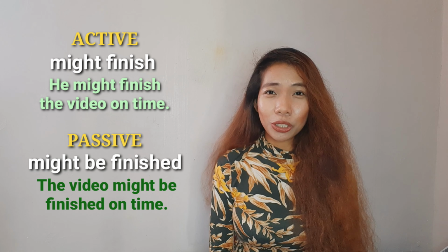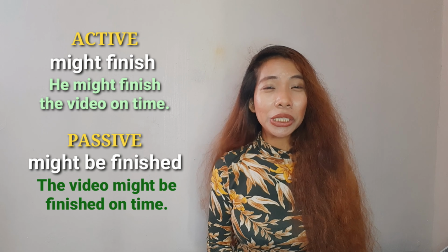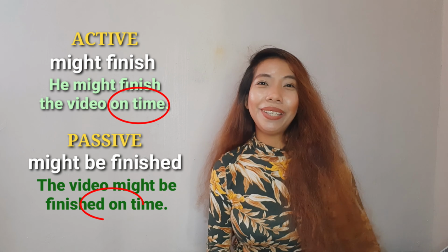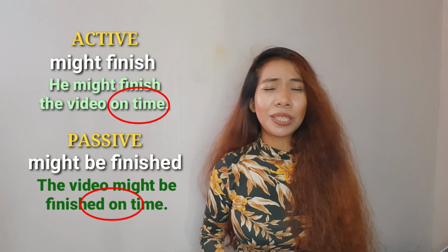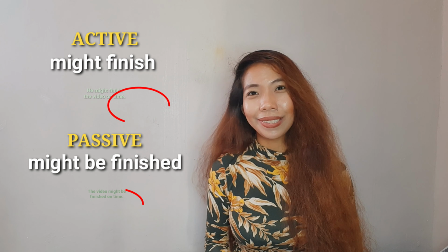You might have a question here, why did we not change the position of on time? Because that is a prepositional phrase, we can just retain its position at the end of the sentence. And we're done! I hope that after watching 2 videos from this channel about active and passive voice, you'll be able to distinguish one from another.